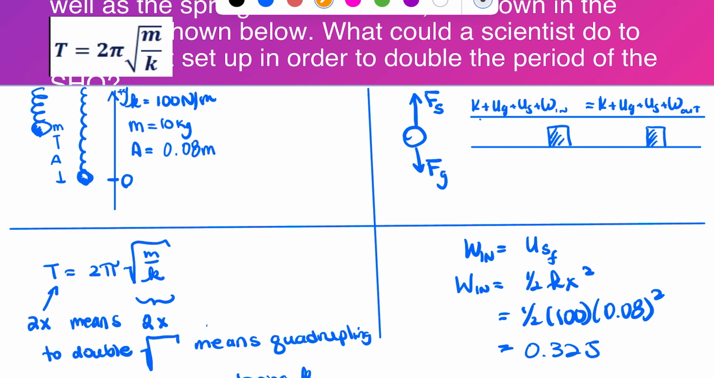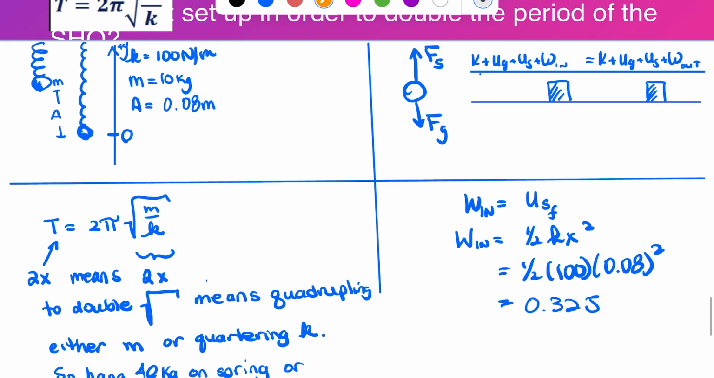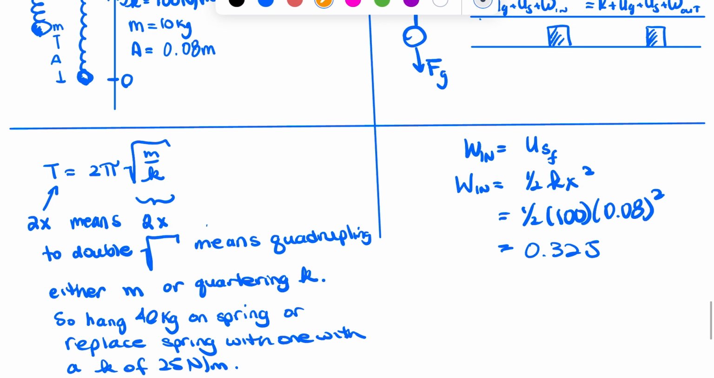So I could hang 40 kilograms on the spring, which is 4 times 10, or I can replace the spring with one that has a k of 25 newtons per meter. You can see, I think, why this is expert. It's really pushing you, first of all, to look at how to manipulate an equation to adjust for a change, but you're also using a concept that you haven't used in this way before, right? So that's what makes it expert level.